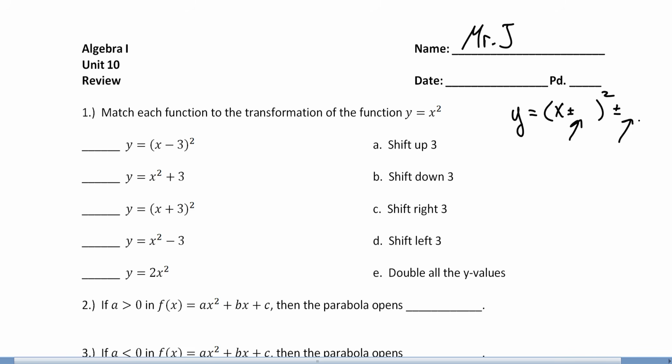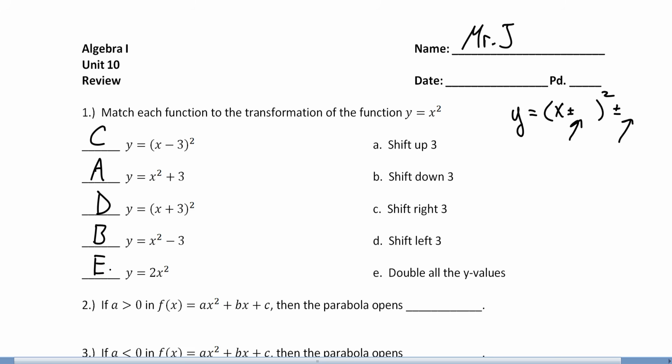So when we look at these, the very first one I'm subtracting inside with x, so it's going to move me to the right that many units, so that's c. The next one I'm adding on the outside, so that's going to move me up that many units, which is a. The next one I'm adding on the inside, so that's going to move me to the left that many units, which is d. The next one I'm subtracting on the outside, which is going to move me down that many units. And the last one is not going to move left, right, up or down at all. It's still going to be at 0, 0. But when you change the a value, remember, it changes the height of this thing. Since that's a 2, it's going to stretch this thing and double all those y values.